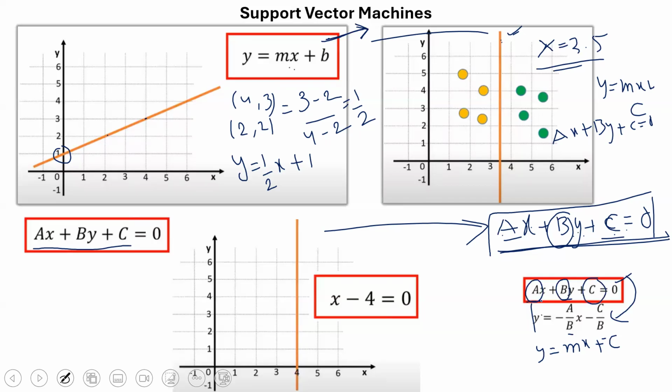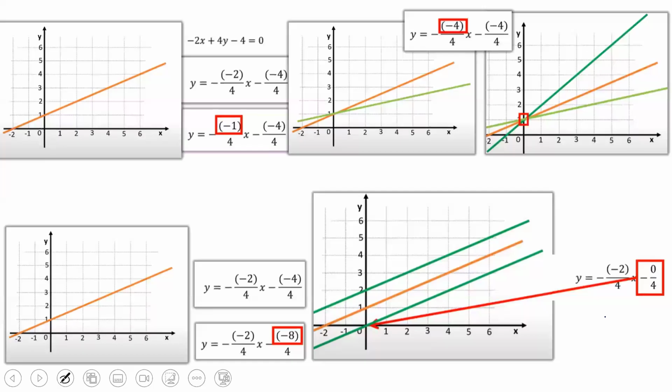We change the value of a and see how the line is moving, and we change the value of b and the value of c, and see how the line is moving. Now if you take the first case, this line is represented by this equation, and if we convert that to the y equal to mx plus c format, this is what we get.